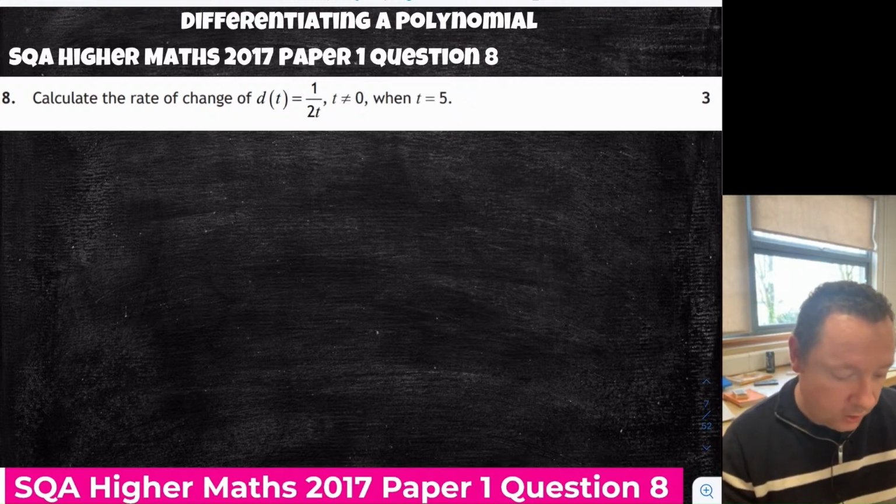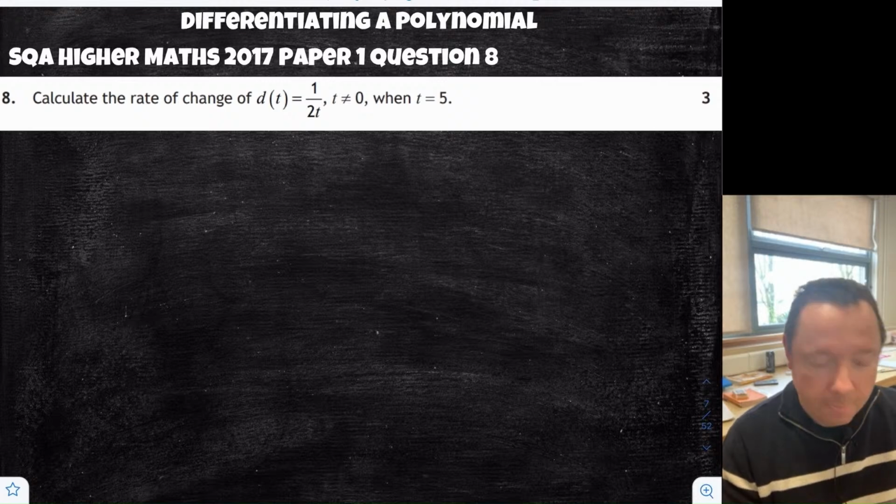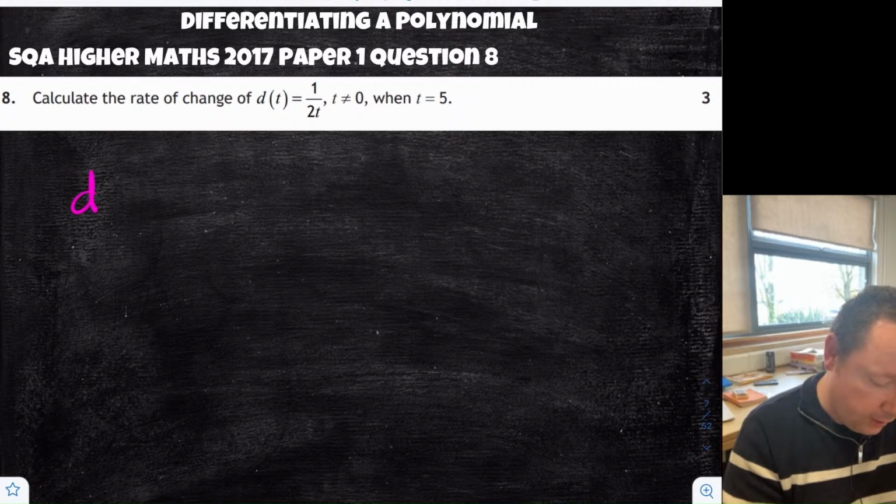Calculate the rate of change of d of t is equal to 1 over 2t. So we need to get it ready to differentiate. Always need to do that. So d of t is equal to 1 over 2 t to the minus 1.